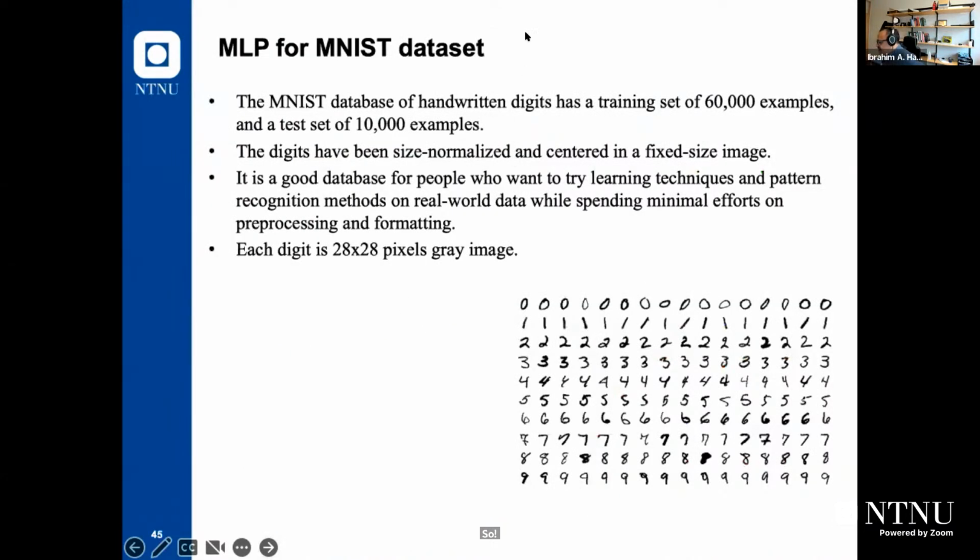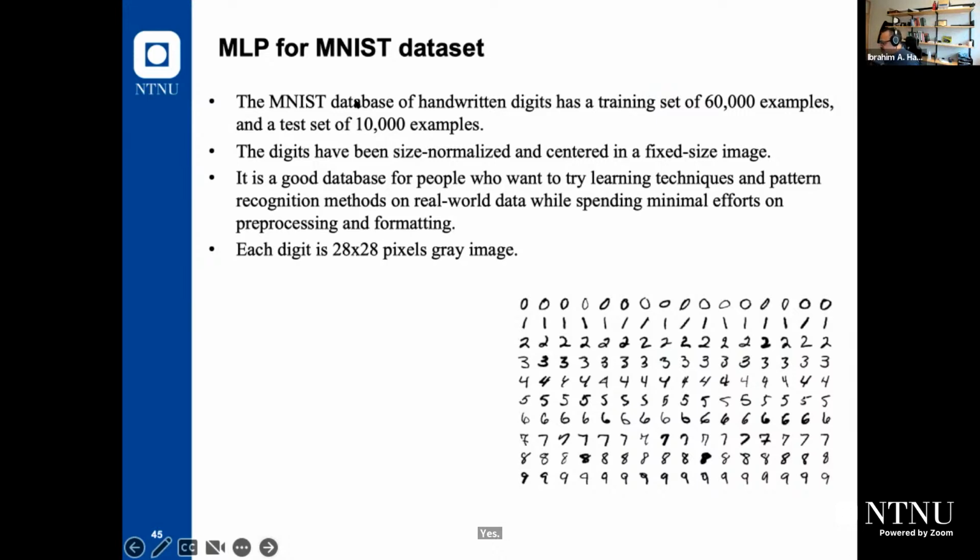We need to use MLP for the MNIST dataset. Now we need to go. Do you have any questions about this MLP for Iris? Any questions? Can you hear me? Yes, I hear you. Okay, it's okay. So now we need to use MLP for the MNIST dataset.